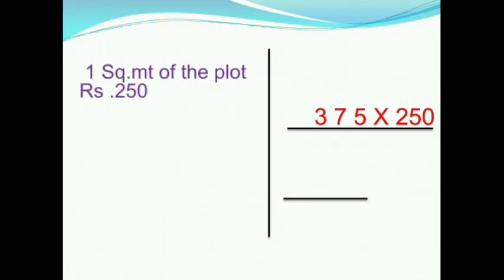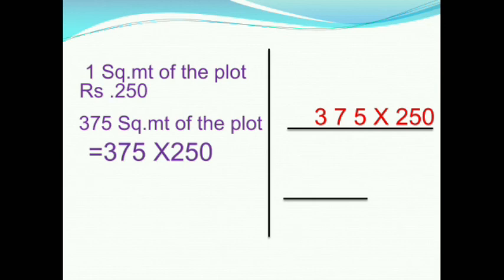Now we should find out the total value of this float. First we should write the cost of 1 square meter of the float. What is the cost of 1 square meter of the float? Yes, 250 rupees. Next we should write the area of the float. What is the area of the float? Yes, 375 square meter. Now we should multiply 375 by 250.